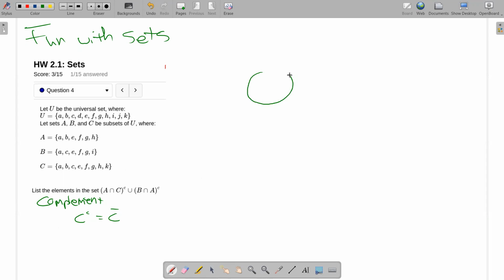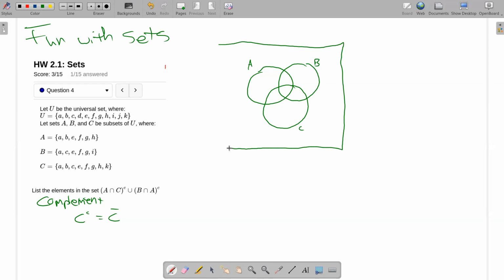So we have set A, set B, and set C. All of those live inside my universe. And we know what the universe is, and we know what's in A, B, and C. To fill in this information, it's usually easier to start on the inside. So what do all three have in common?